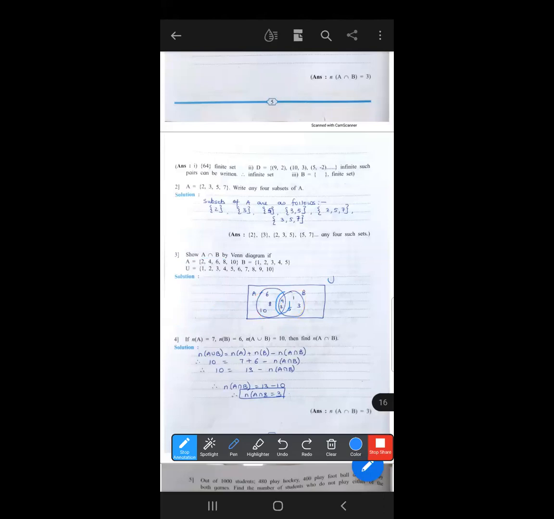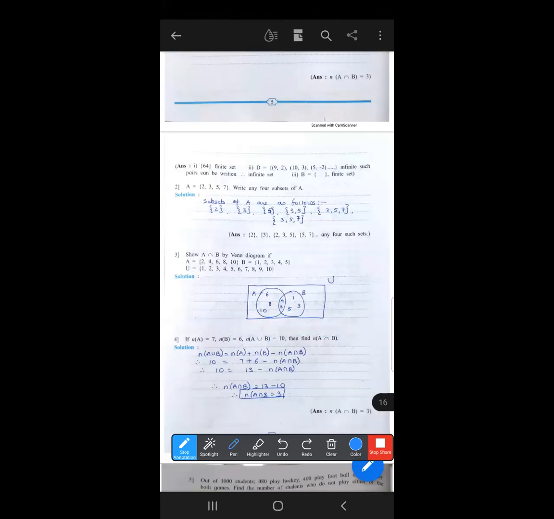This intersection part you can show it by the shading, so that it is highlighted. So A intersection B will be what? 2, 4. Okay. Here you don't have to solve. Only you have to draw the Venn diagram and represent that set.